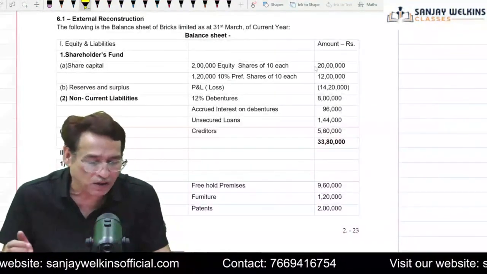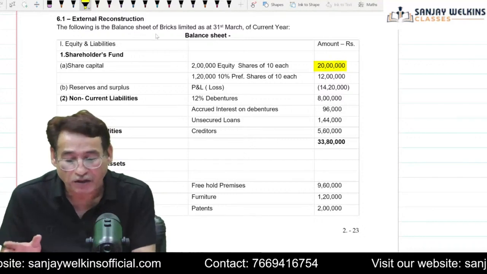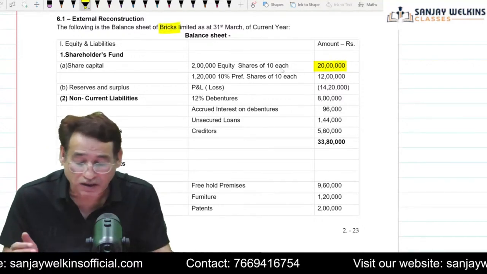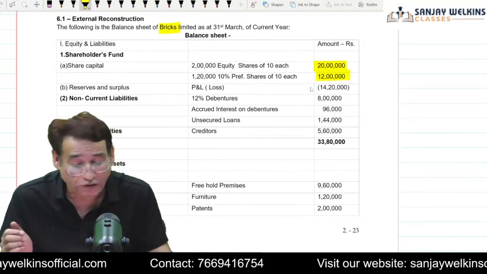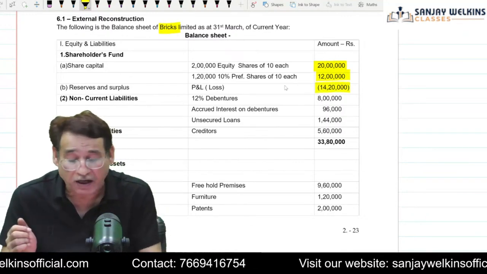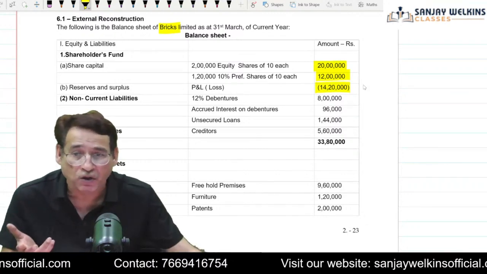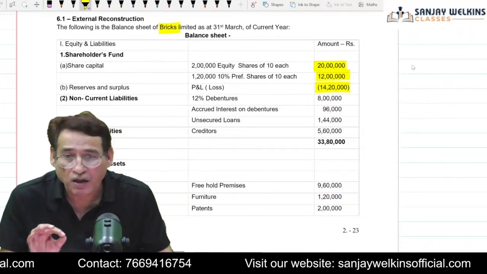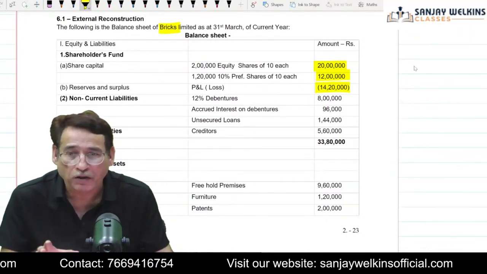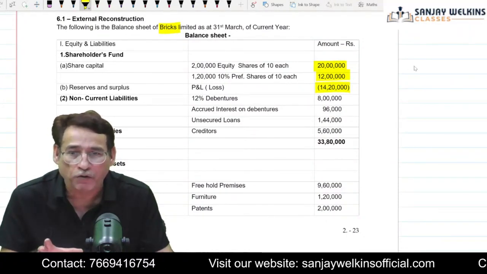External reconstruction, here it is written: there is a company by the name of Bricks Limited. And you can see they have 20,000 equity shares, then preference share capital, and there is a negative balance in the profit and loss account. As you know, nowadays, correct? In the exam, how to identify the net asset method or net payment method, what are the keywords?